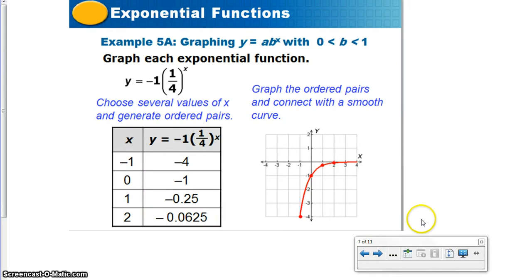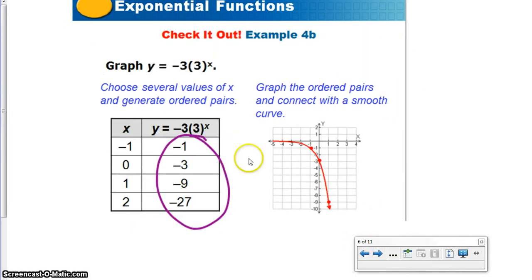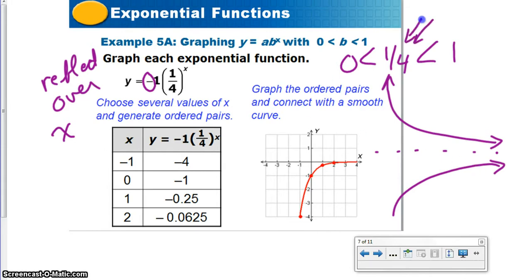Oh, Mrs. Rose, this one's totally different. This one's so bizarre. This one has a reflect over the x. But look, 1/4, that's between 0 and 1. Mrs. Rose, let me look at that other one. When it reflected, it did this. But this one is going like this. This one's falling from left to right with the reflection. I wonder why. Can you figure it out? It has something to do with this.